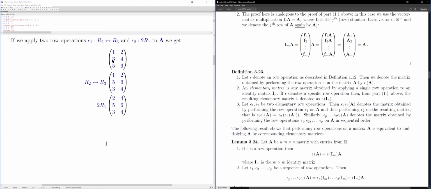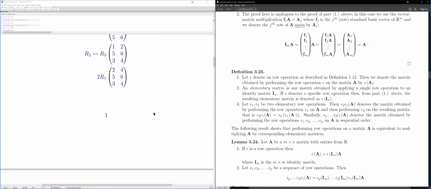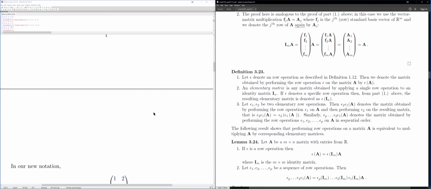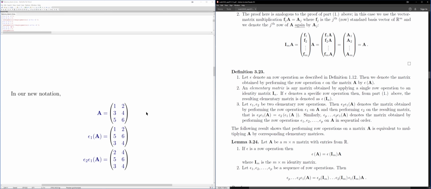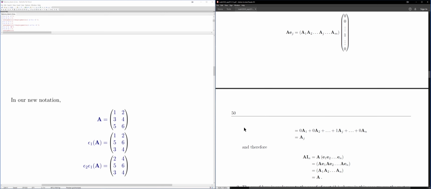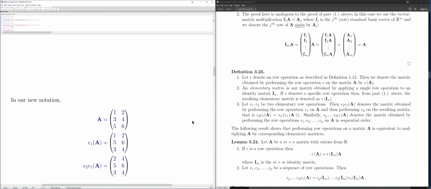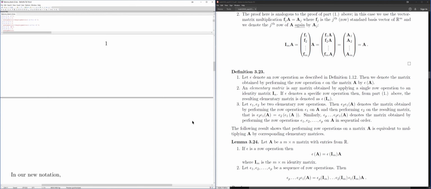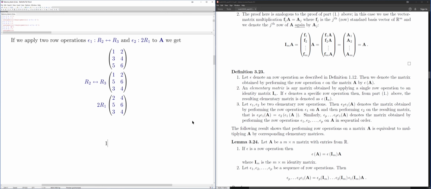This process of starting with matrix A, applying your first row operation, and then applying the second row operation, I can write using my new notation. So I have matrix A over here, and what epsilon 1 A means is I'm applying epsilon 1, which is switching row 2 and row 3.